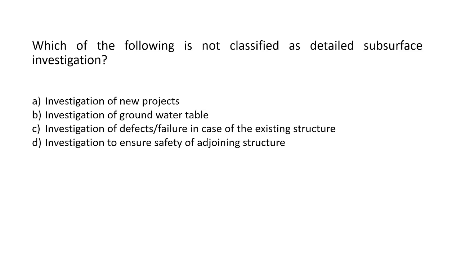The last option, that is the investigation to ensure safety of adjoining structure. What we do in this, let us say we have some adjoining structures. Now we have to go for new construction. Let us say if the site or if the soil is properly labeled. Let me write it here.